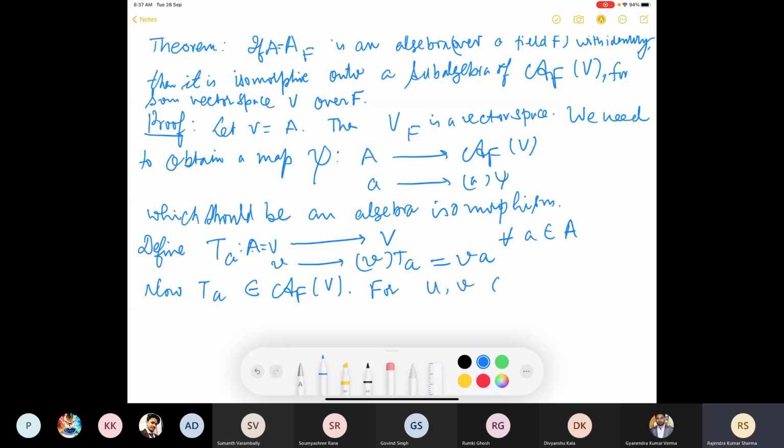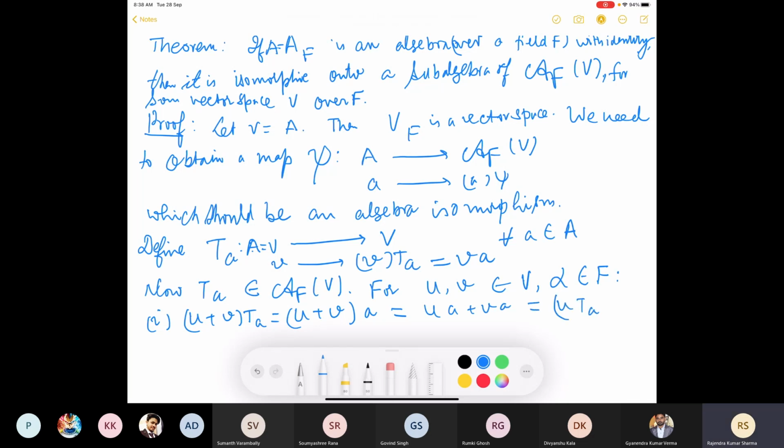So for u, v in V and alpha in F, number one: (u plus v) under T_A, how we have defined? Multiplied on the right. Now u and v are elements here in A, and this distributivity is there in the algebra. So this becomes uA plus vA, and this is u under T_A plus v under T_A. So T_A preserves the sum.